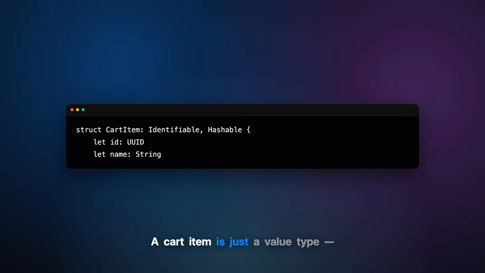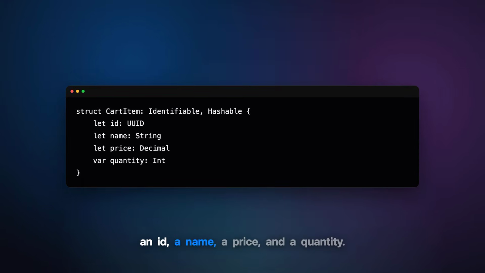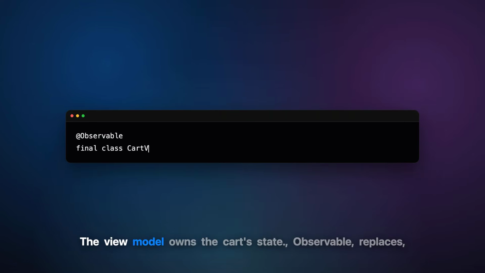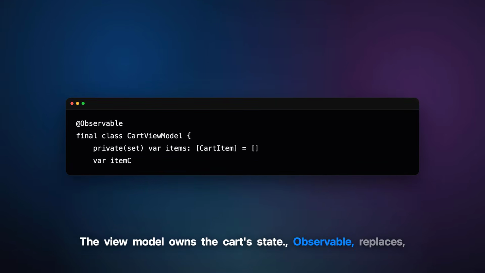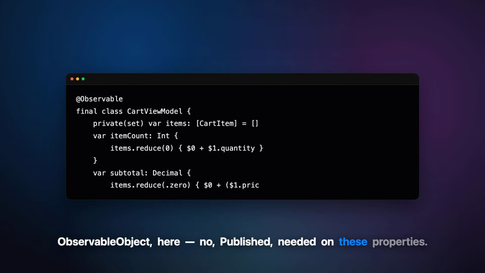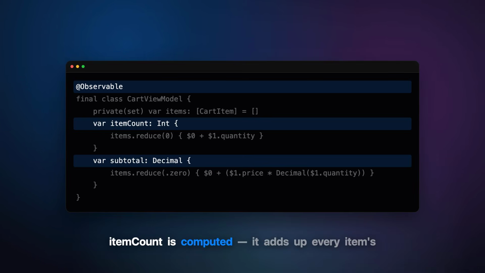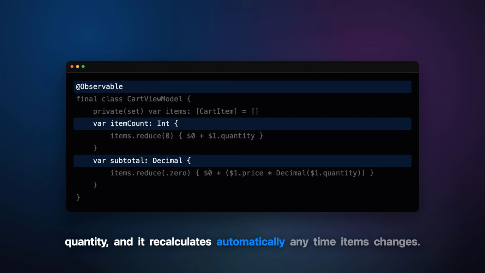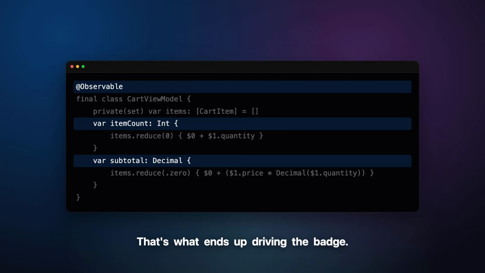A cart item is just a value type, an id, a name, a price, and a quantity. No logic, no dependencies, easy to test and safe to pass around. The view model owns the cart's state. Observable replaces observable object here, no published needed on these properties. Item count is computed. It adds up every item's quantity and it recalculates automatically anytime items changes. That's what ends up driving the badge.